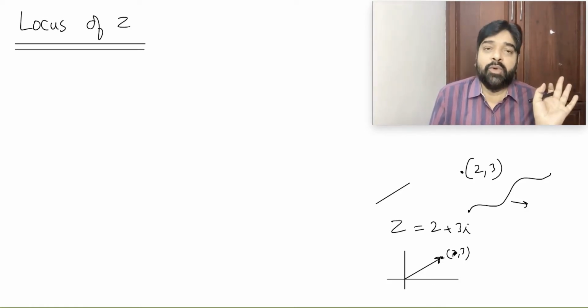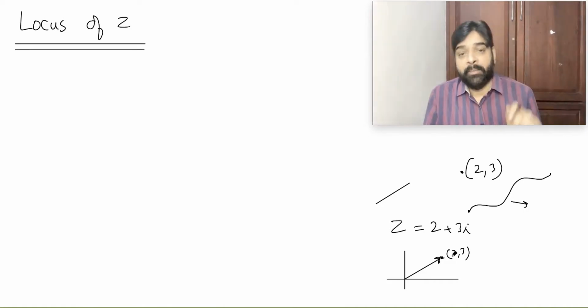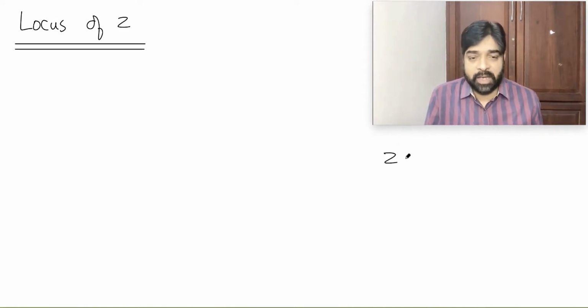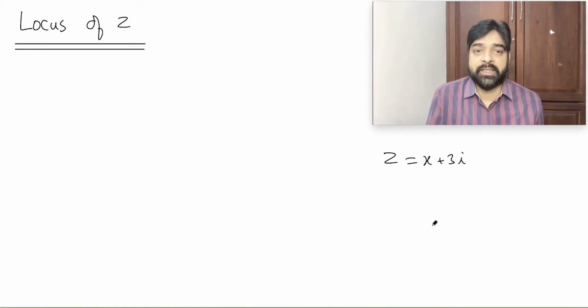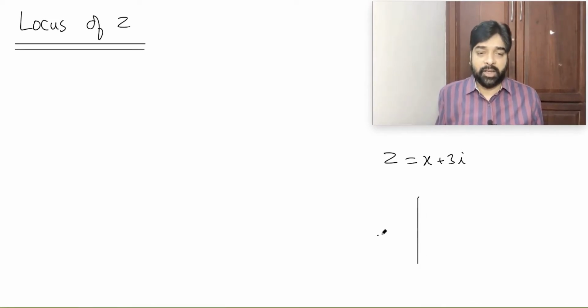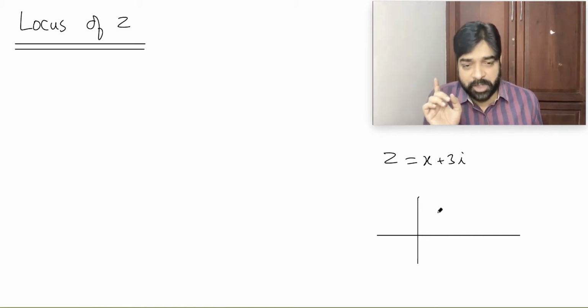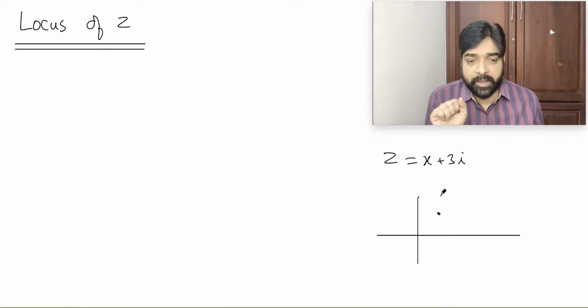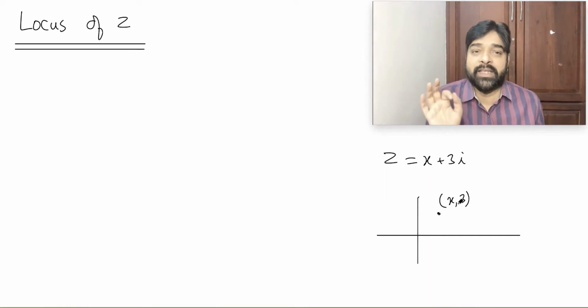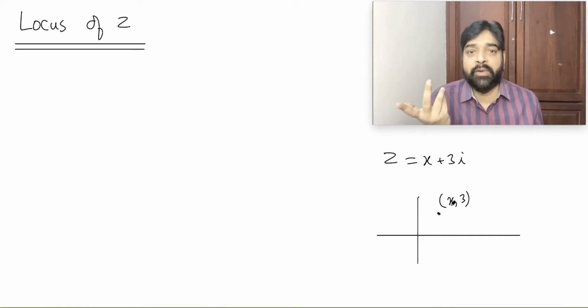So they will not ask you what is the locus of z equal to 2 plus 3i, because (2, 3) is not a variable point. It's not a moving point. Suppose somebody asks you, what is the locus of z equal to x plus 3i? So think, x plus 3i. If you try to draw, take one position. I am taking this one. This coordinate I will say is (x, 3). Think carefully. I am saying this is the moving point. But it has to move in such a way that this coordinate should always be (x, 3). So how will it move?